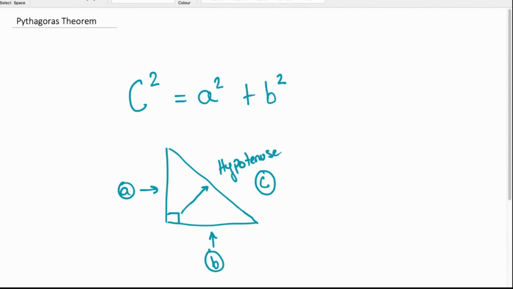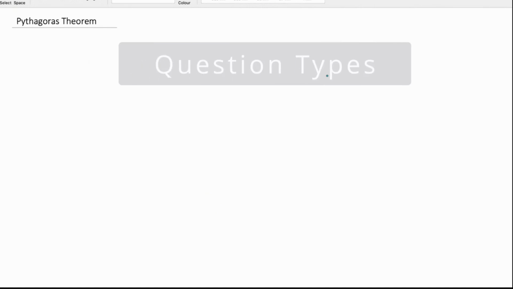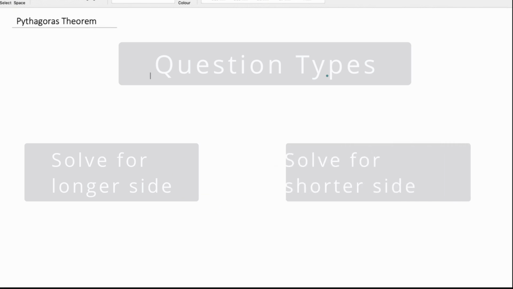Now that we know what the formula is and how this actually looks like in our right-angled triangle, let's apply this to some questions that we may see. Now note, for Pythagoras Theorem, there are two question types. Number one is we're trying to solve for the hypotenuse length, so that's our longer side. Or the second question type is that we're trying to solve for the shorter side lengths, that is our a or our b. Let's start with the first, solving for our longer side, also known as our hypotenuse.